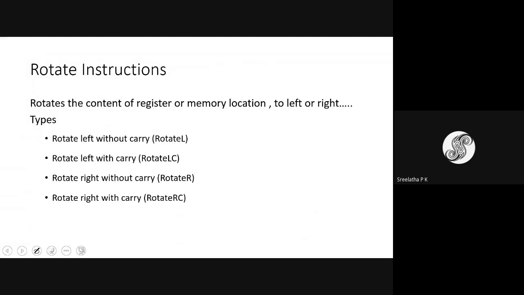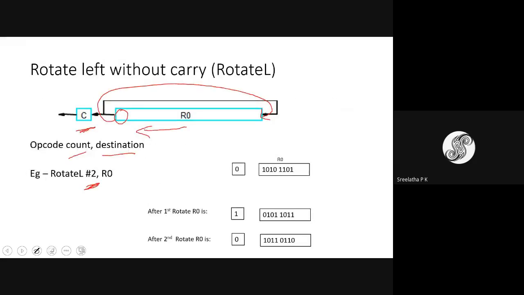So there are 4 rotate instructions: rotate left without carry, rotate left with carry, rotate right without carry, and rotate right with carry. So what are the differences? When I am rotating the bits without carry, the most significant bit value is moved to the carry bit, but the carry bit does not affect the value moved as LSB. That is, the 1 is directly moved as LSB.